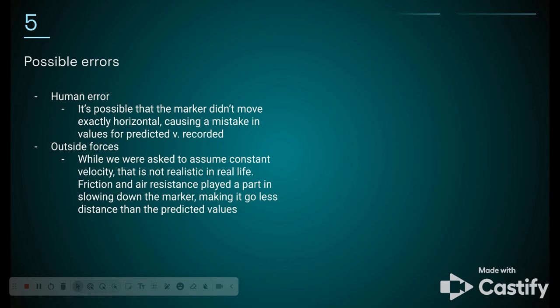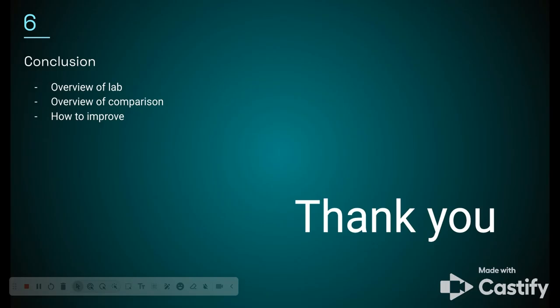Outside forces. While we were asked to assume constant velocity, that is not realistic. Friction and air resistance play a part in slowing down the marker, making it go less distance than the predicted values. The marker has friction with the table, and there's air resistance, meaning that there is an acceleration in the negative x direction, and that means that the position will be less than the predicted result.